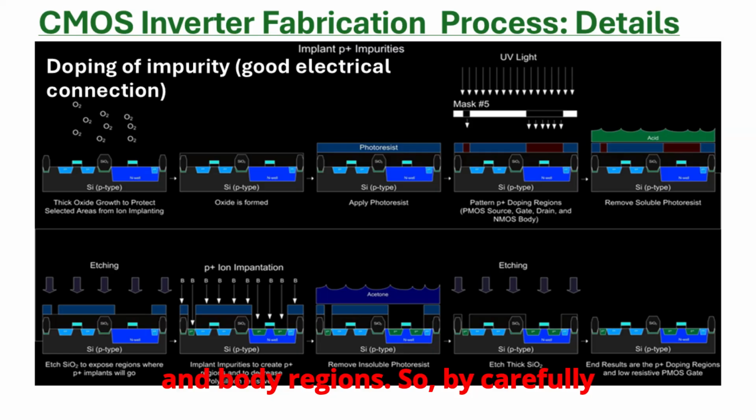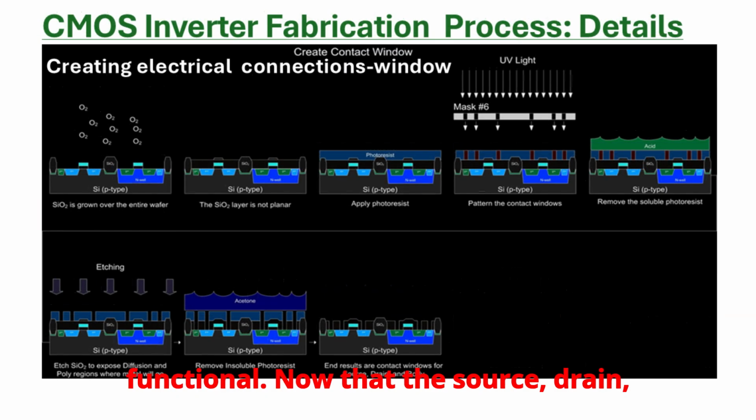So, by carefully implanting these dopants and aligning them with the gate structures, we create the source, drain, and body terminals that make the MOSFETs fully functional. Now that the source, drain, body, and gate regions have been formed, we move to the final critical step of creating electrical connections, adding the metal contacts.